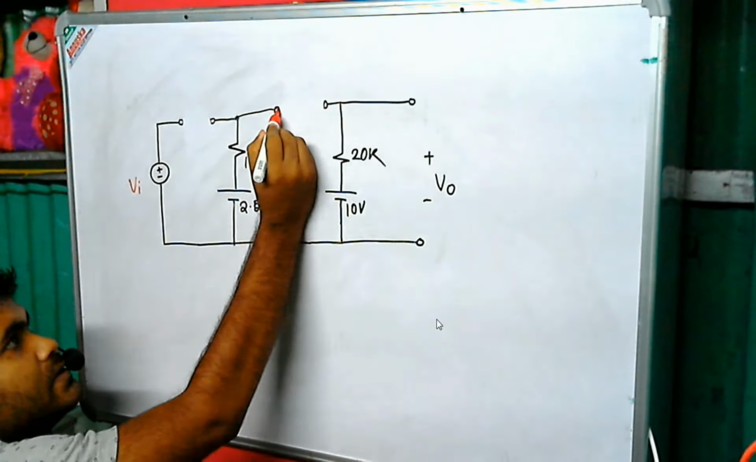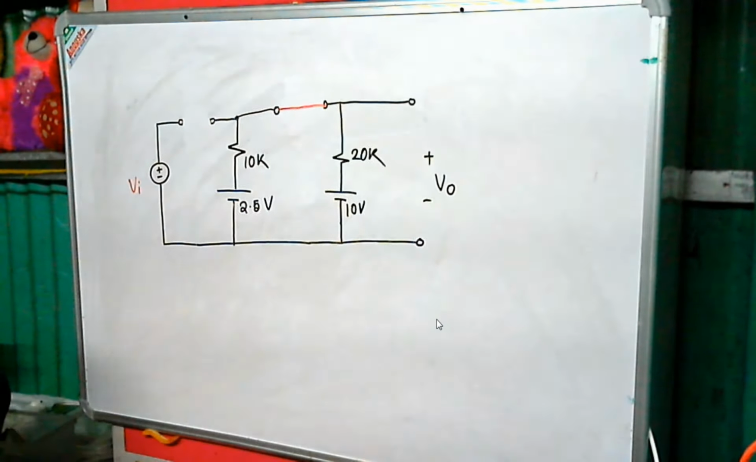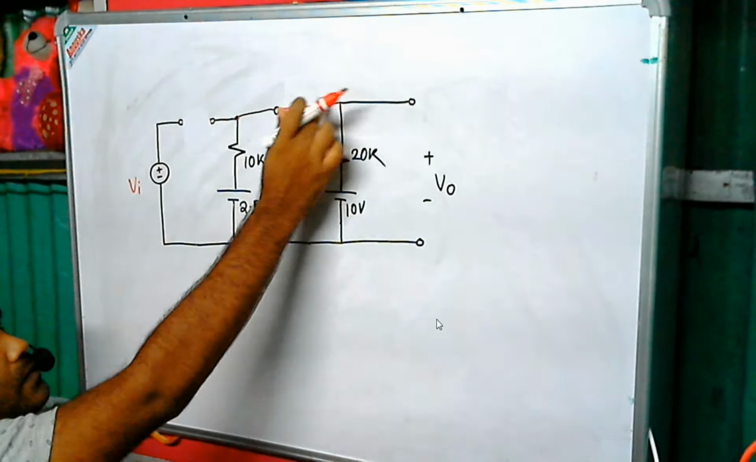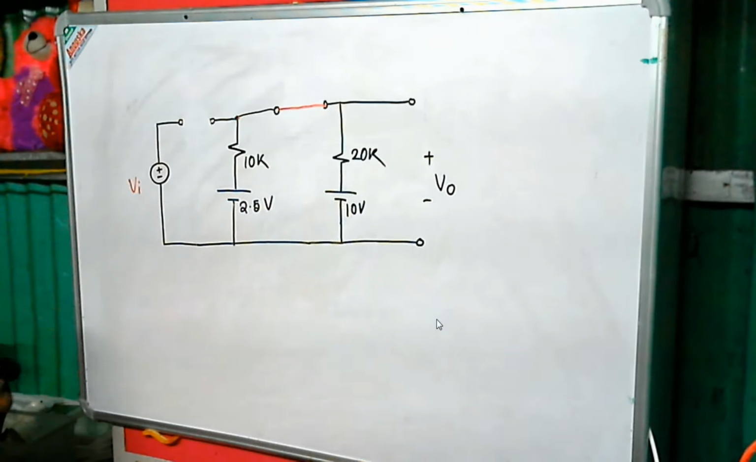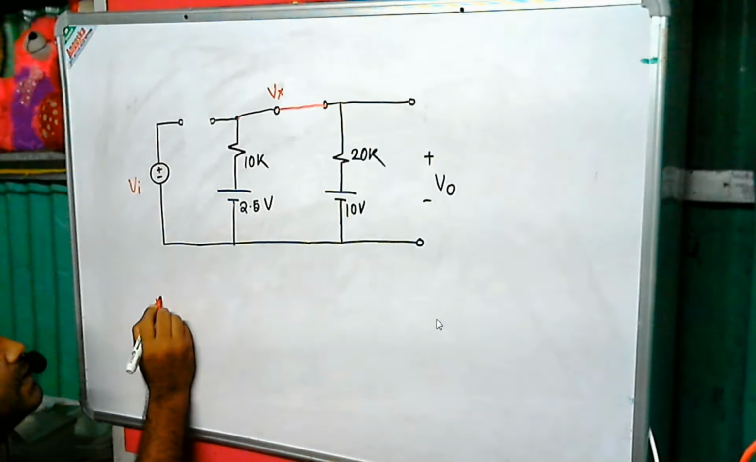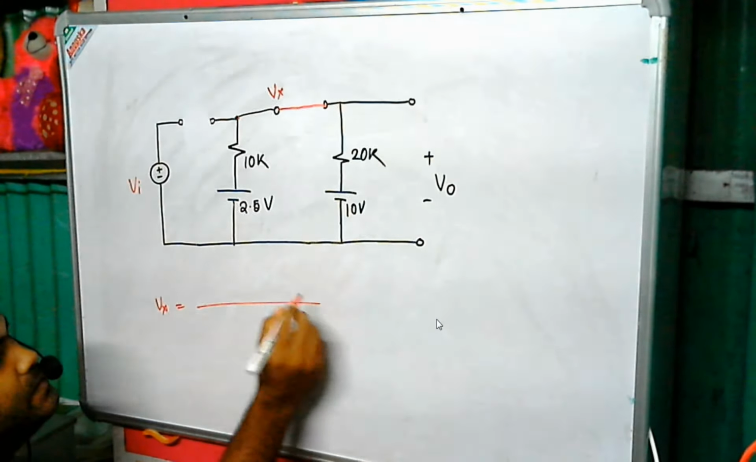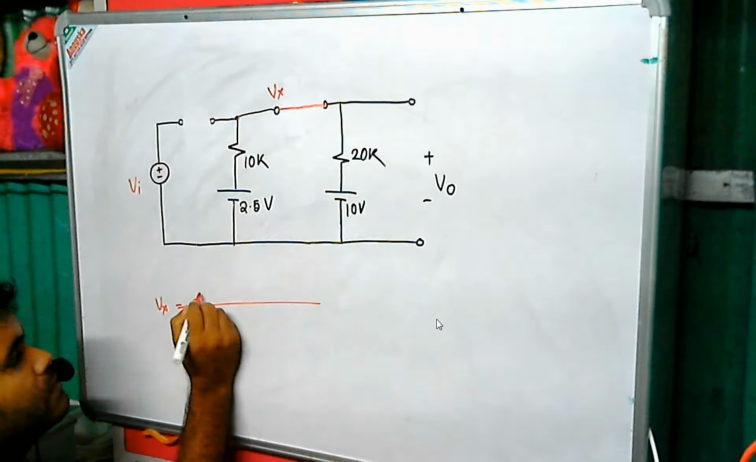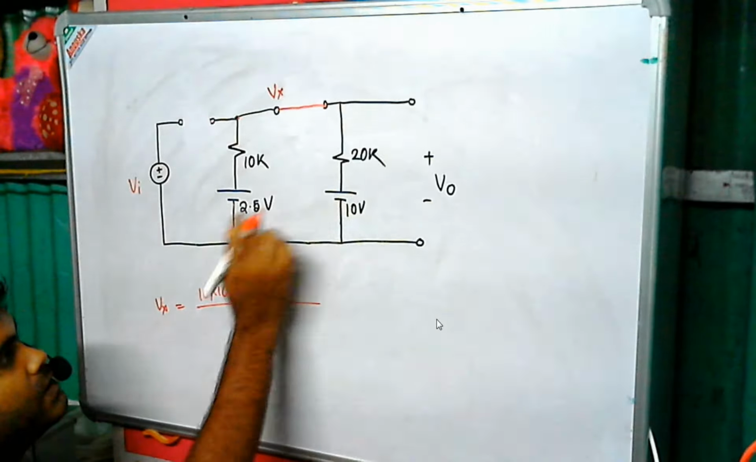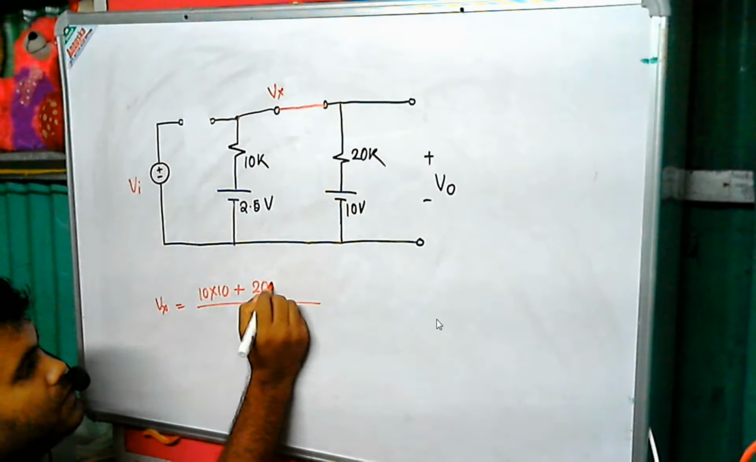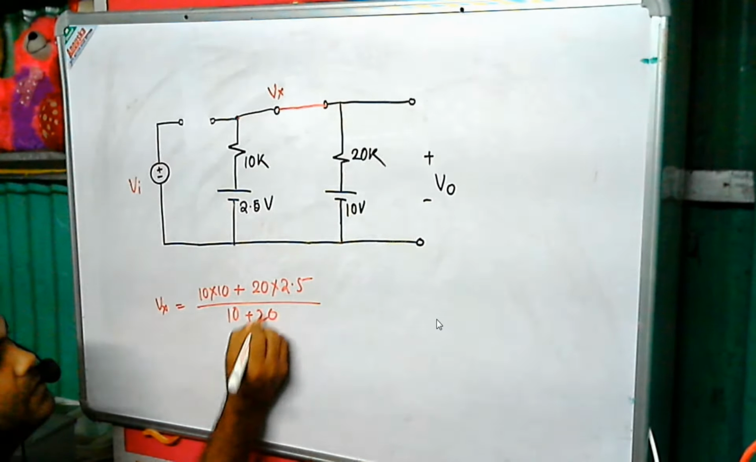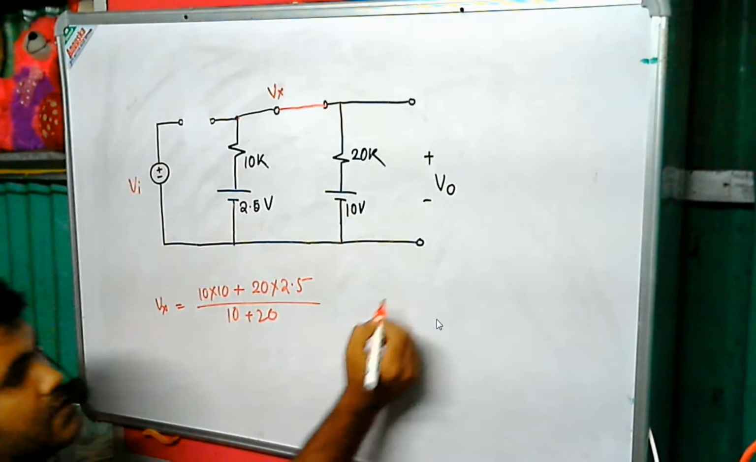Okay, so you can connect this with a line, because it is an ideal diode. Now you can measure the voltage over here, on this line. Let's say Vx. So Vx equals simply 10k into 10 volt plus 20k into 2.5 volt, divided by 10 plus 20. Basically this formula.